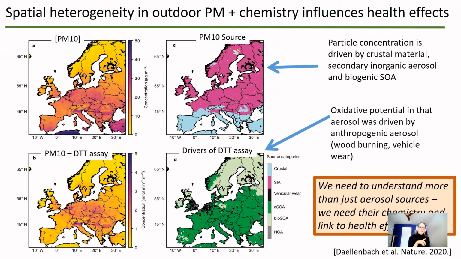And this oxidative potential, if we look at the map, obviously is different in trends from the concentration, but more than that, the drivers of oxidative potential were quite different. And in fact, in Europe, we're driven by anthropogenic aerosols, so wood burning, wood smoke, and then vehicle wear. And what this study really highlights to me is that we need to understand more than just aerosol sources. We need to think about the chemistry and use the chemistry to link to health effects.